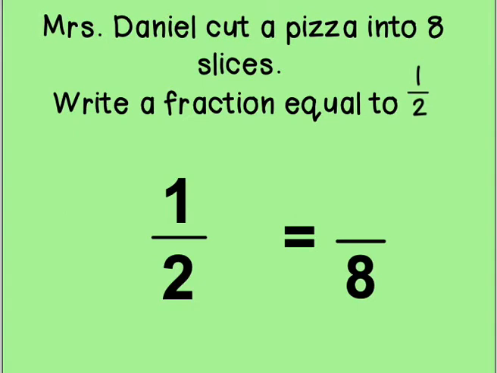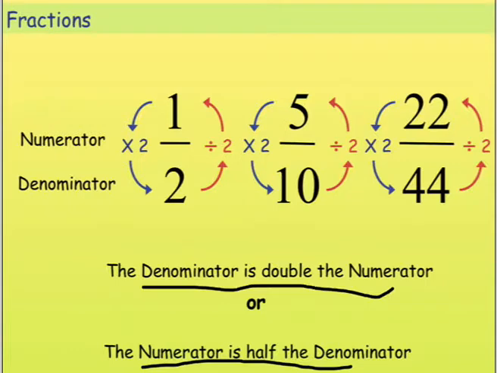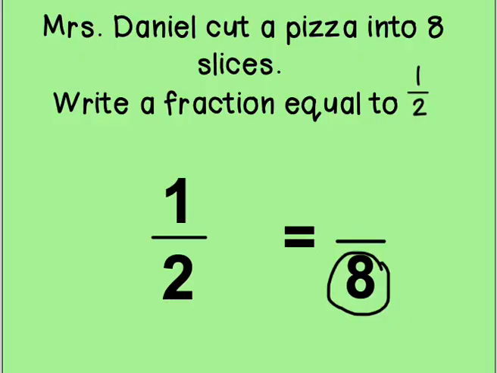So, Mrs. Daniel cut a pizza into 8 slices. If we want to write a fraction that is equal to 1/2, but has a denominator of 8 because the pizza was cut into 8 slices, we need to figure out how to get from 1/2 to something over 8. Now, if we use our trick that we just learned, we know that we can divide the denominator by 2 to find the numerator. So 8 divided by 2 is 4. Therefore, 1/2 is the same as 4/8.